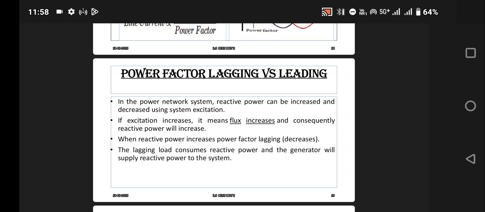In the power network system, reactive power can be increased and decreased using system excitation. If the excitation increases, the reactive power also increases. If the reactive power increases, the power factor decreases, which is nothing but the power factor is lagging. The lagging load consumes reactive power and the generator will supply reactive power to the system.